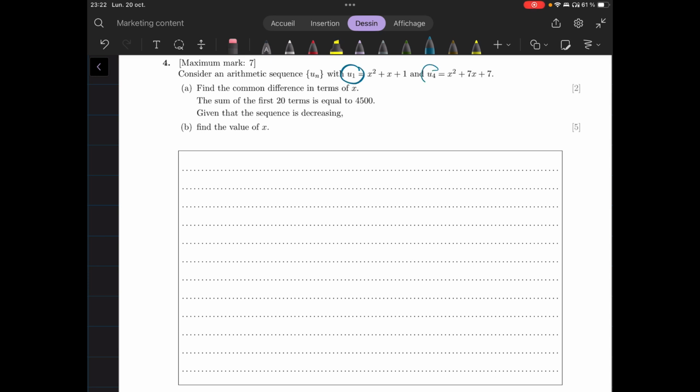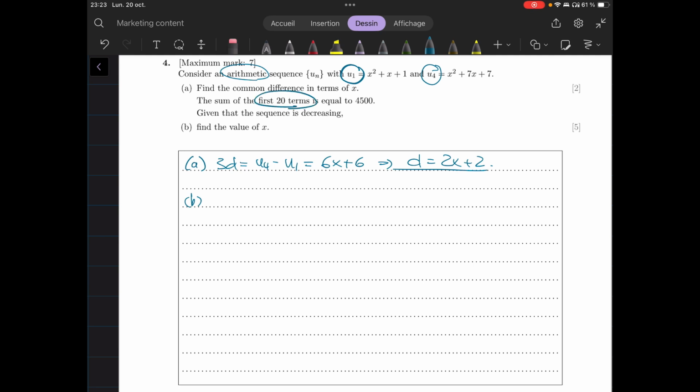You're given U1 and U4 of an arithmetic sequence and you're asked to determine the common difference. Trivial. 3D is equal to U4 minus U1. Therefore, the common difference is this. Part B.